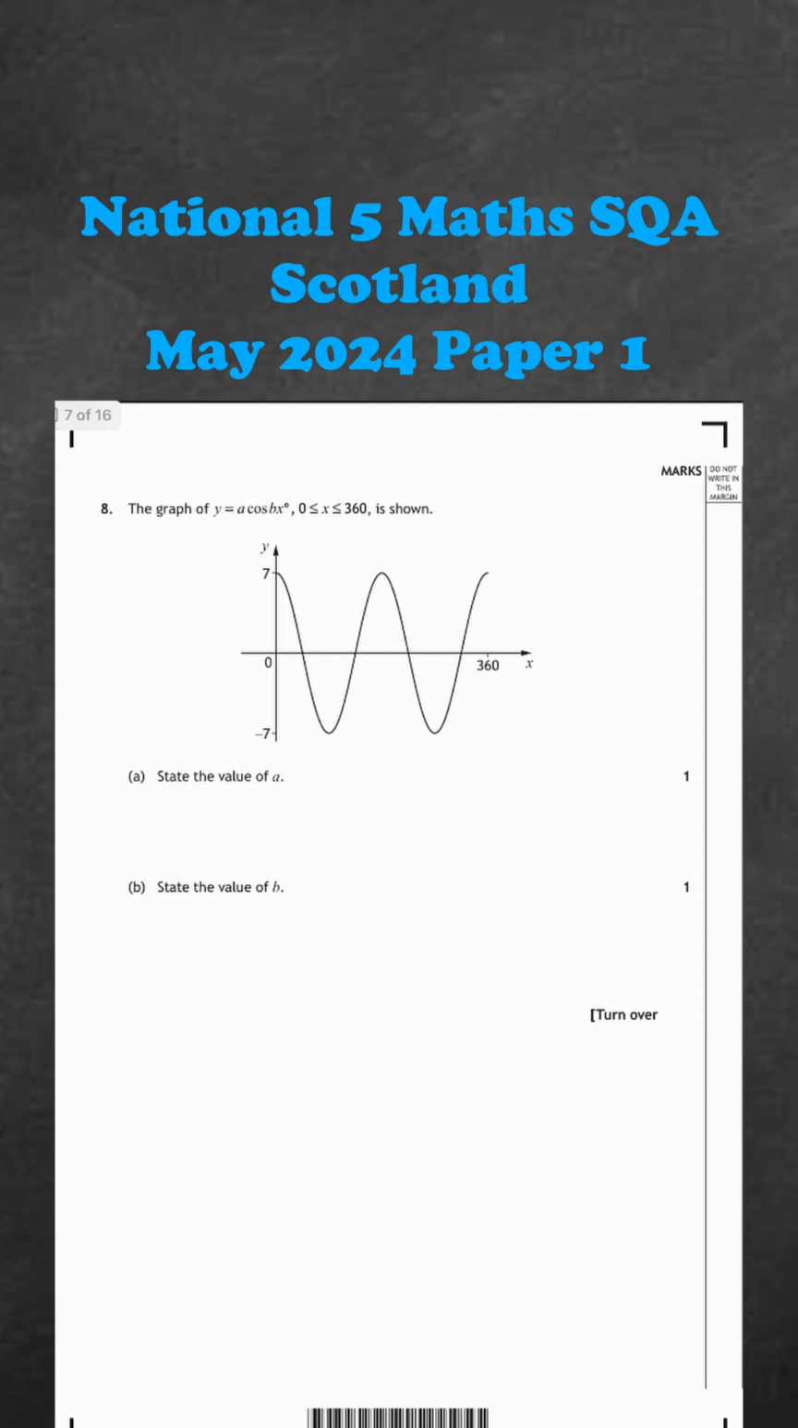Question number 8. The graph of y equals a cos bx is shown. State the value of a. We can see the graph goes from 7 to minus 7. Normally the cos graph goes from 1 to minus 1, which means it has been multiplied by 7, so a must be 7. For part B, state the value of b. In a similar way, we can see that the graph has been manipulated in such a way that b must equal 2. It's multiplied the x element before it gets cosined to change the shape of it.